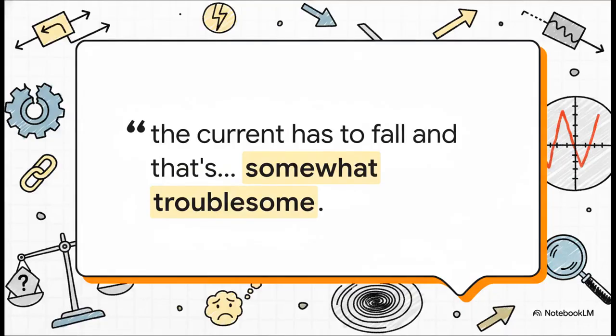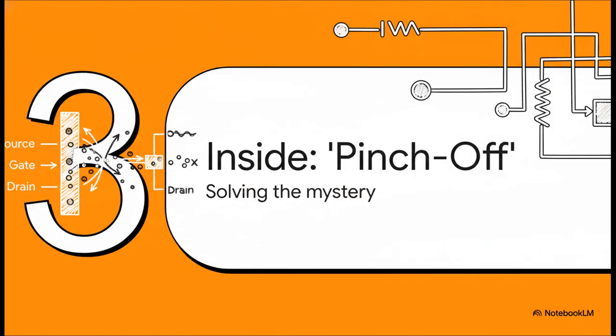And this was a huge problem. As Professor Razavi puts it, it was somewhat troublesome. That's a classic understatement. It meant their basic understanding, their model, was totally wrong. They were missing something big. So, to solve this mystery, we have to pop the hood. We have to stop looking at the simple model and start looking at what the electrons themselves are actually doing as they flow through this thing.